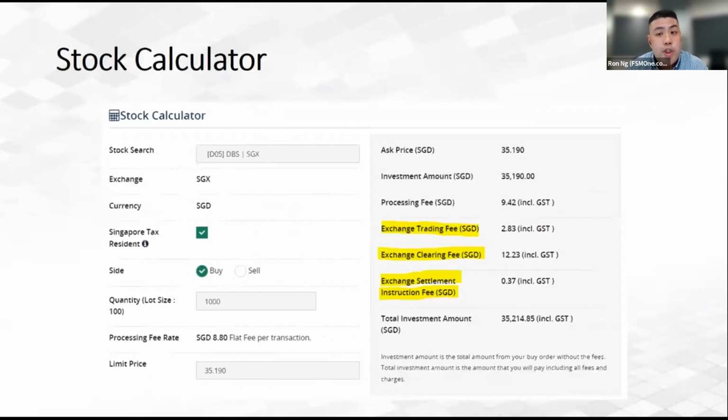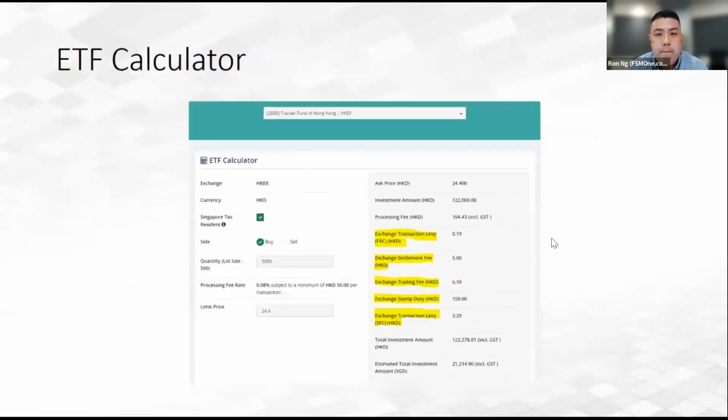When I mentioned earlier that there are some exchange-related fees payable for each trade, they will be reflected in the stock calculator as highlighted in the slide. And you can also see that the investment amount is indicated clearly. Similarly, for the ETF calculator, exchange-related fees are calculated and presented together for your consideration.